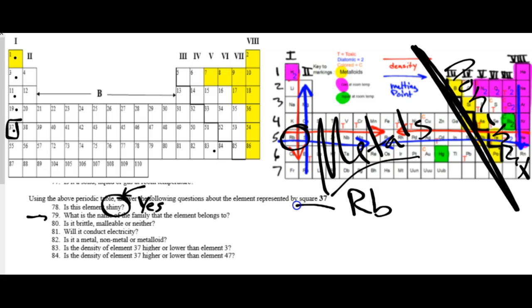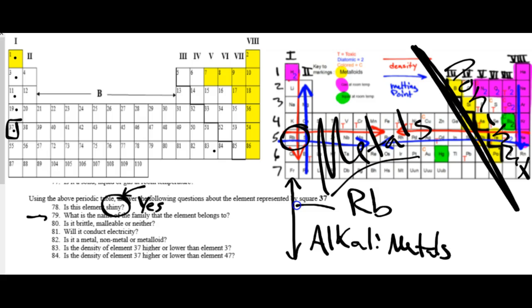What is the name of the family? Once again, the name would be right here. I don't have it written on this one. I just cut it off. It's alkali metals. So that would be here. Is it brittle? No, because it's not a nonmetal. Is it malleable? Yes, because it is a metal and it's not a gas or liquid at room temperature, so that's not either.